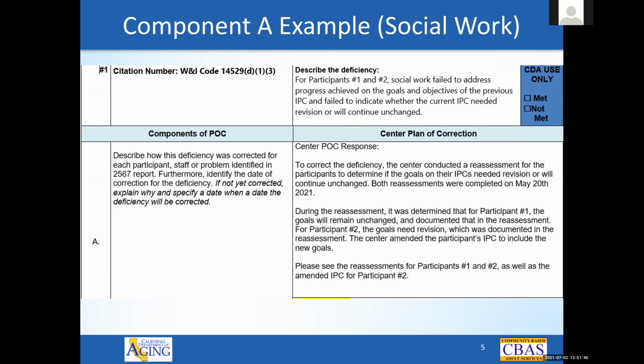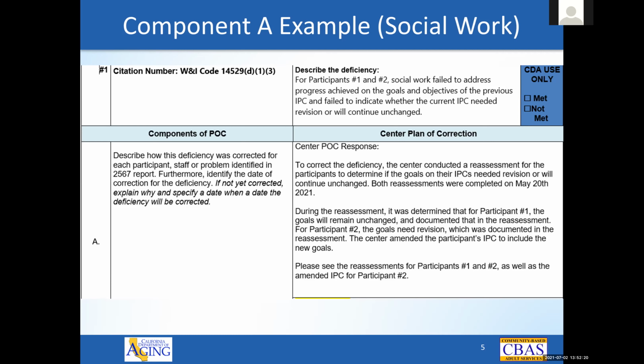So for our social work example, the deficiency was for participants number 1 and number 2, social work failed to address progress achieved on the goals and objectives of the previous IPC and failed to indicate whether the current IPC needed revision or will continue unchanged. So to correct the deficiency, this is the center's response. The center conducted a reassessment for the participants to determine if the goals on their IPCs needed revision or will continue unchanged. Both assessments were completed on May 20th, 2021.